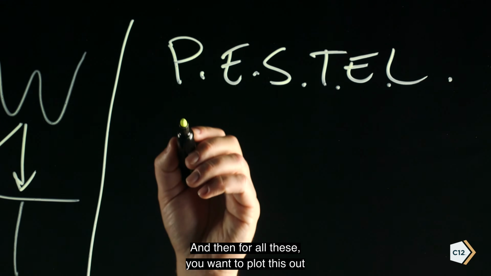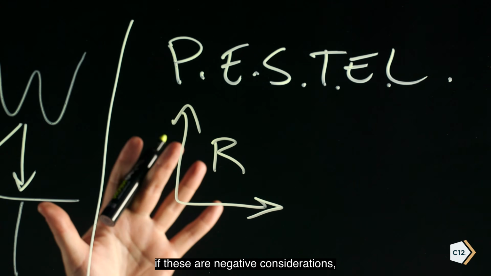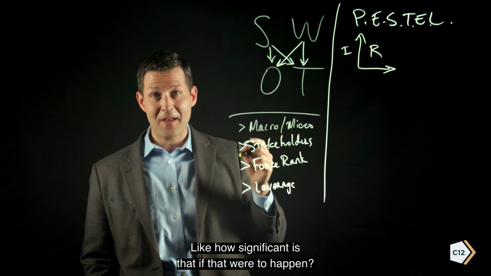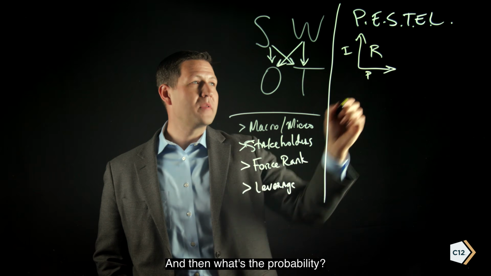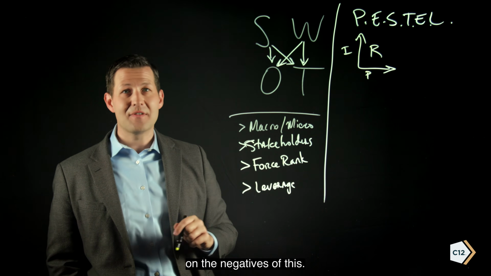And for all of these, you want to plot this out and go, from a risk perspective, if these are negative considerations, what's the impact? Like, how significant is that if that were to happen? And then what's the probability? And so we plot this out in a bit of a risk heat mapping on the negatives of this.